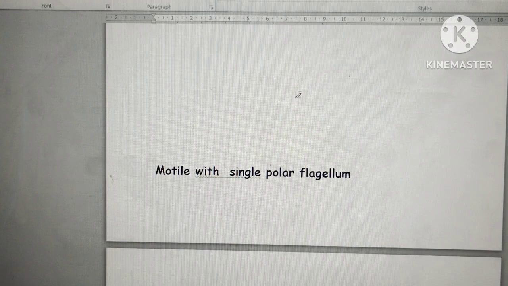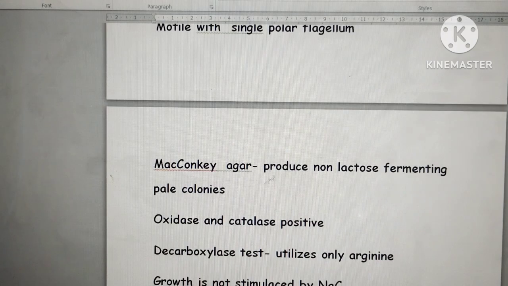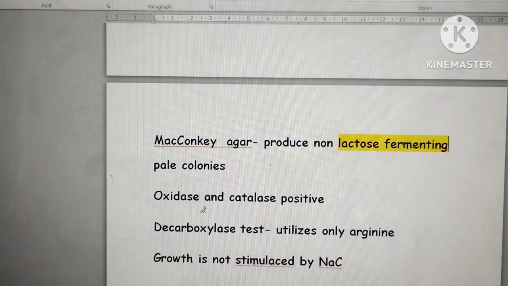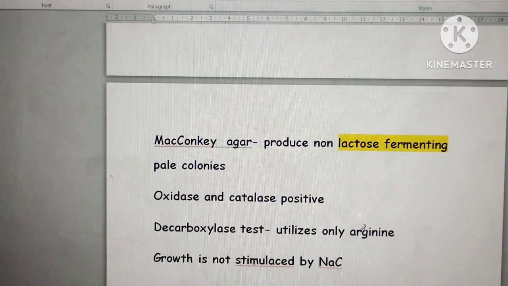Some important points you want to know about Aeromonas. It is a gram-negative bacillus, and it is motile with a single polar flagellum. On MacConkey agar, it shows lactose fermenting colonies. Catalase and oxidase are positive. In the decarboxylase test, it utilizes only arginine, and growth is not stimulated by sodium chloride.